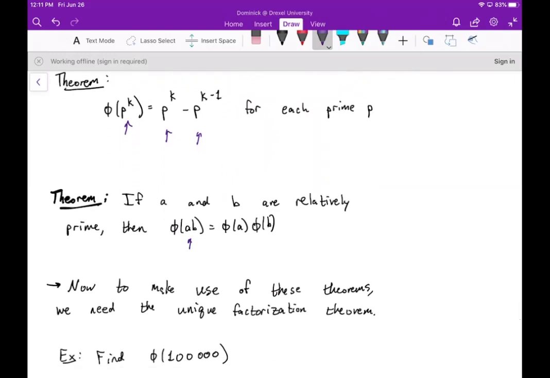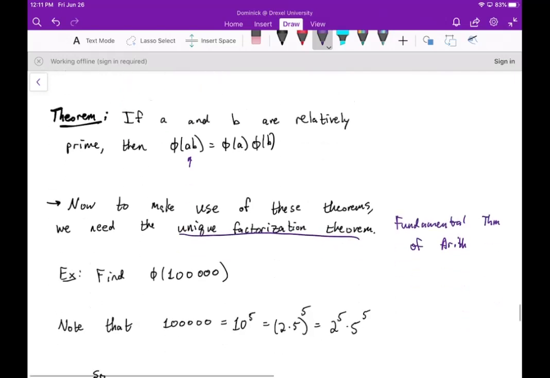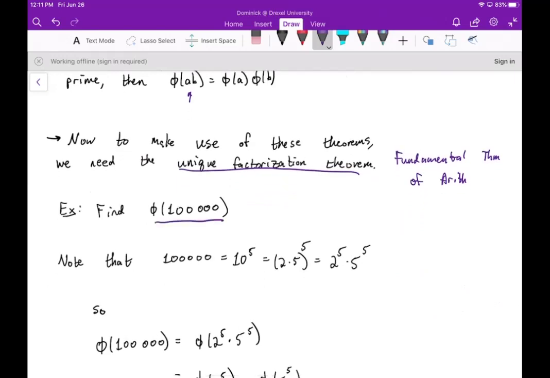And of course, to make use of these theorems, we need the unique factorization theorem, or I think earlier I called it the fundamental theorem of arithmetic. And this just states that for any number that you have, you can factor it uniquely as the product of primes. All right. So for example, if we want to find phi of 100,000, how many numbers are there that are relatively prime to 100,000, less than it? We know that 100,000 is 10 to the 5th, which we can break into 2 times 5 to the 5th, which is then 2 to the 5th times 5 to the 5th.